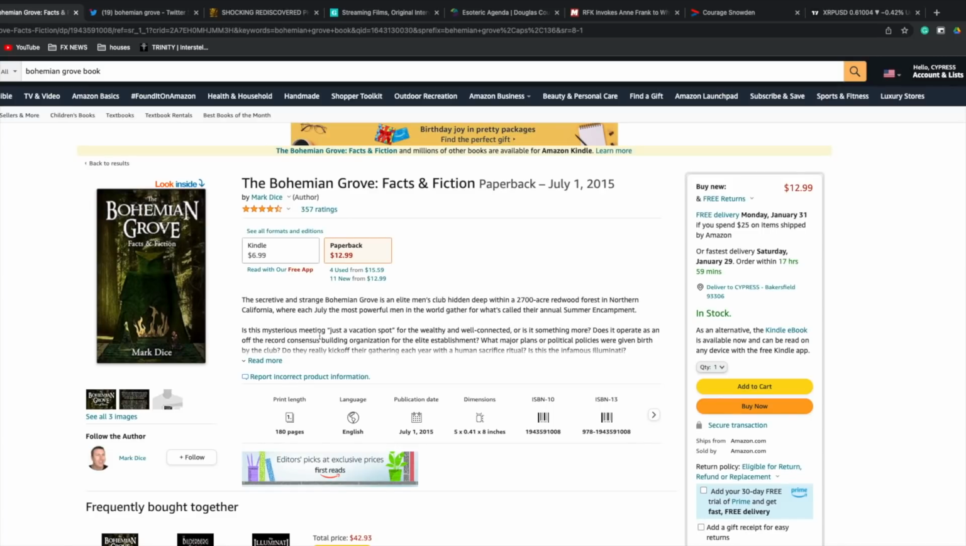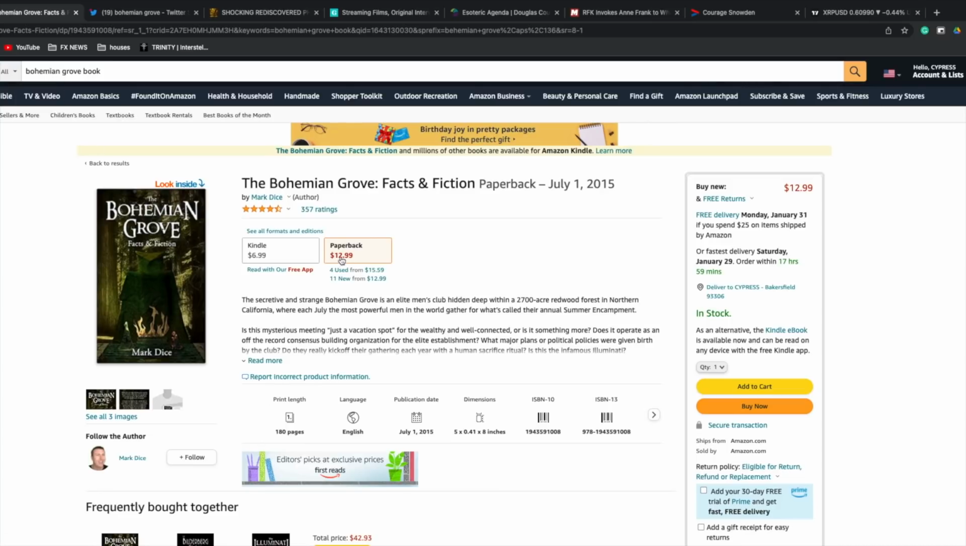Okay, I highly suggest that if you are a 9-to-5 working individual who's looking to escape the matrix and open up your mind a little bit, have a more open perspective on what's really happening, again, behind that closed curtain, go look and research this book. This is on Amazon. You can get it. Just search up Bohemian Grove book.